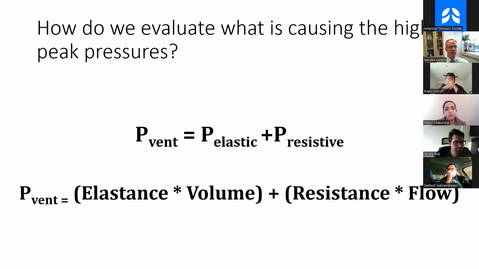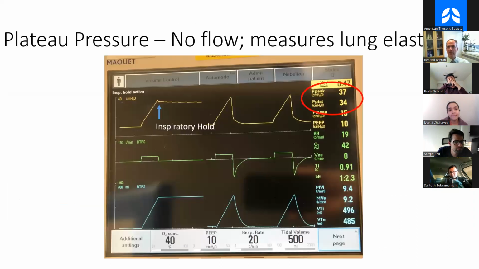Okay, so what we're gonna do when we check a plateau is we're gonna get rid of that resistance and flow component by stopping all the flow, right? So whichever vent we're using, we're gonna stop the flow. And then we see that pressure plateau out here, 0 flow, see no exhalation. The volume's still in the lung. And here's the plateau pressure, and it comes out to 34. Okay, so our peak is 37, our plateau is 34. Are we happy with that?